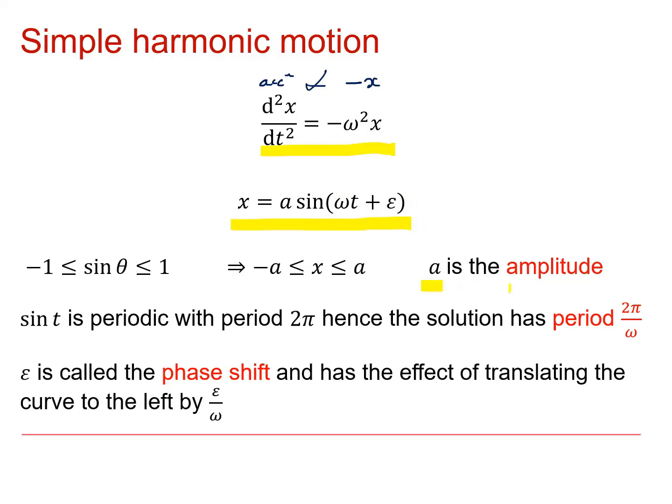A is the amplitude of the motion. It affects the height of the wave. Sine t is periodic with period 2 pi, so this has a period of 2 pi over omega. Epsilon is called the phase shift, and it's the amount by which the wave has been translated either left or right. If epsilon is positive, then the wave has been translated left by epsilon over omega.